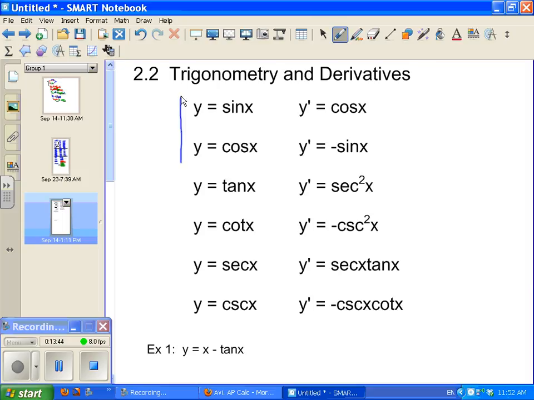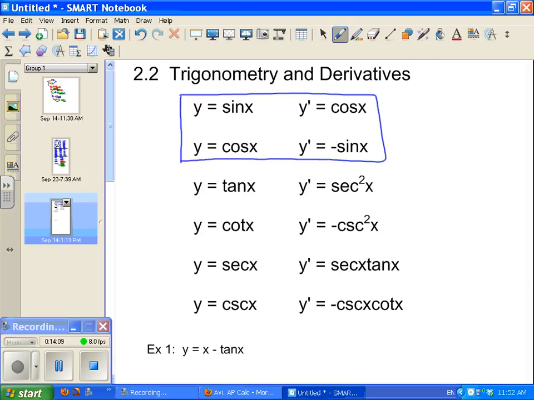The two that you need to know right now are these two. If your function is y equals sine, then the derivative of sine is cosine. That's easy. And if y is cosine, then the derivative of y is negative sine. Does it have to look just like that, or is it just if there's a sine or a cosine in the problem? It has to look just like that.